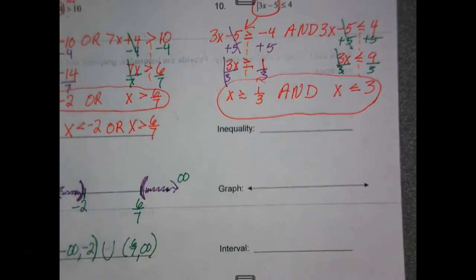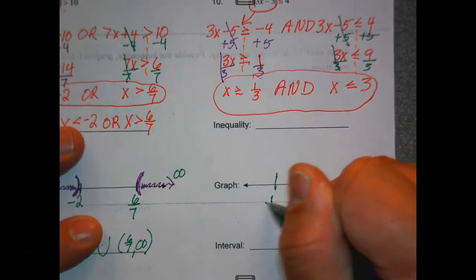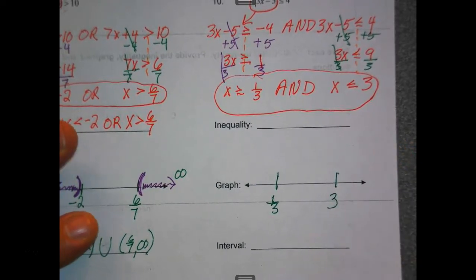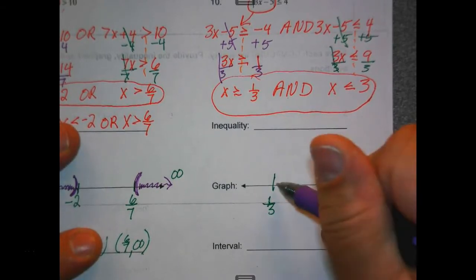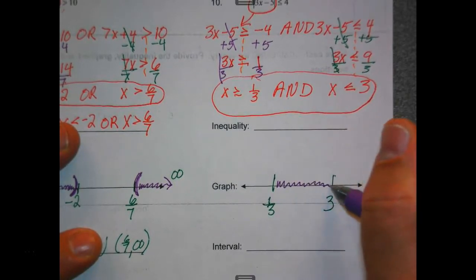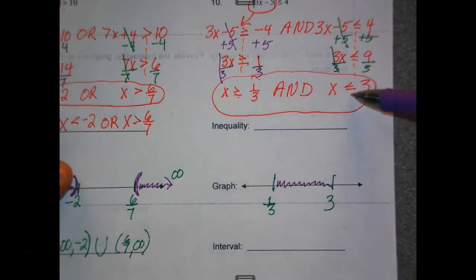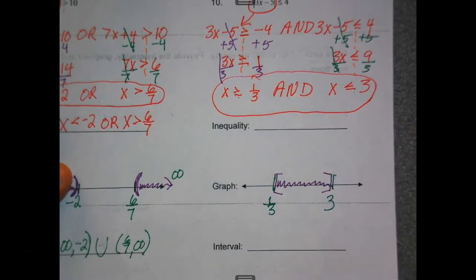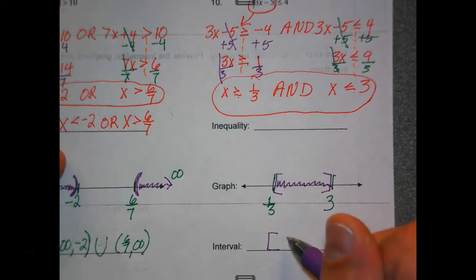All right. Small number is 1/3. Large number is 3. Ands are what? In between. They both have equal signs, so brackets. Interval notation. Now this is 1 set.